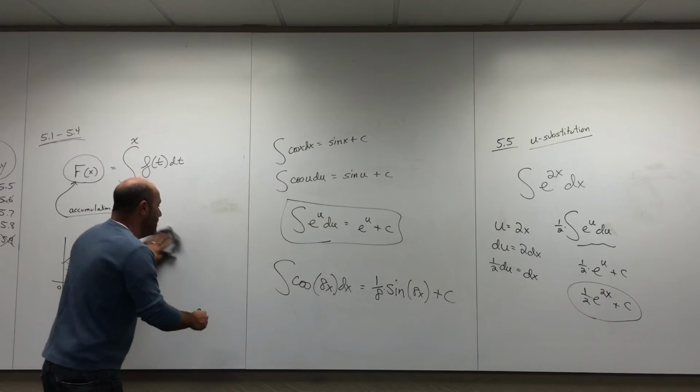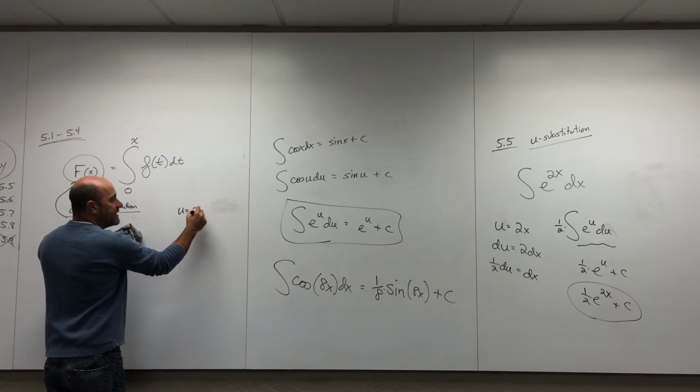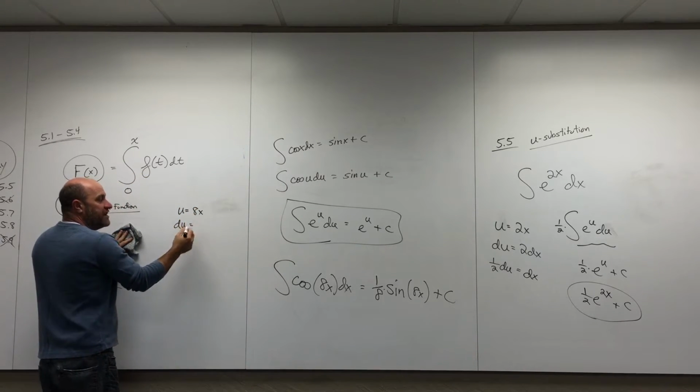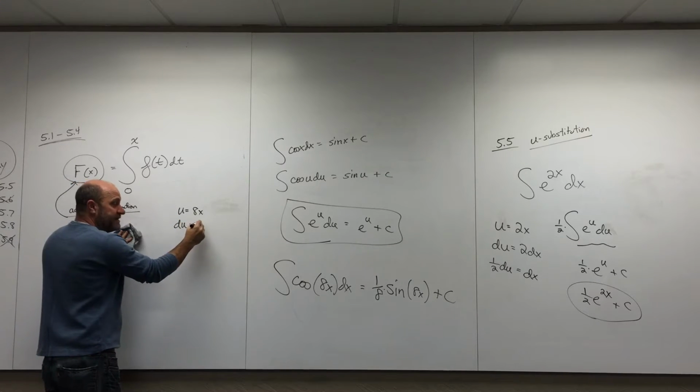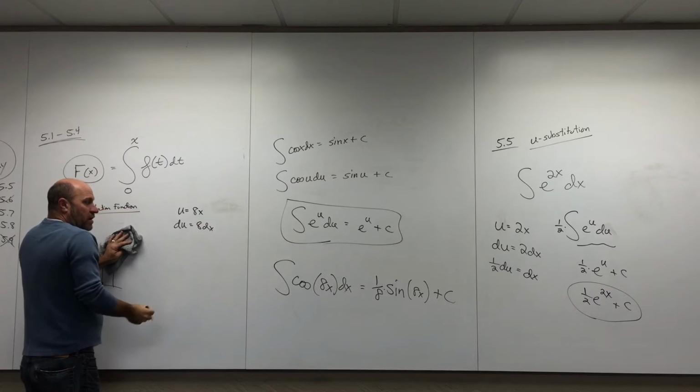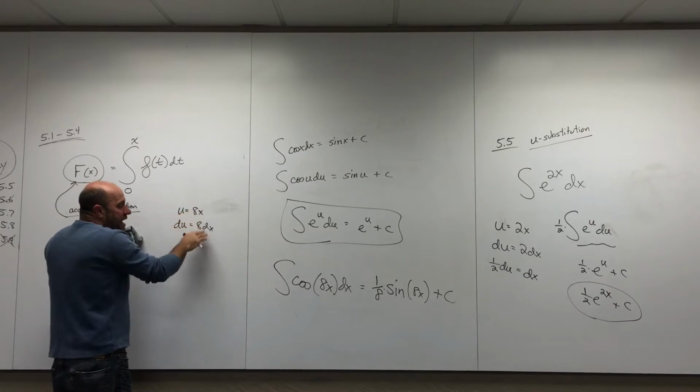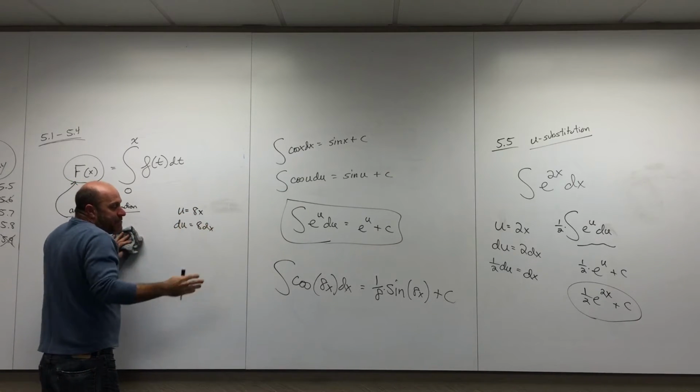Here, I'll help you. You let u equal 8x. What's du? You're doing a little derivative right here. The derivative is 8 dx. See, this is not magic. There's no magic going on.